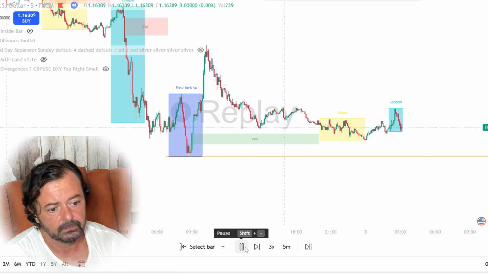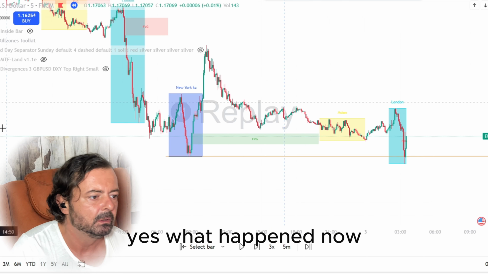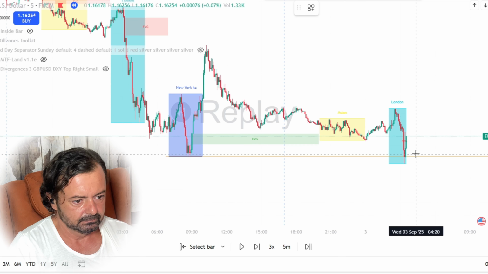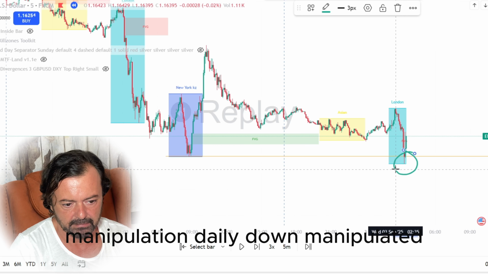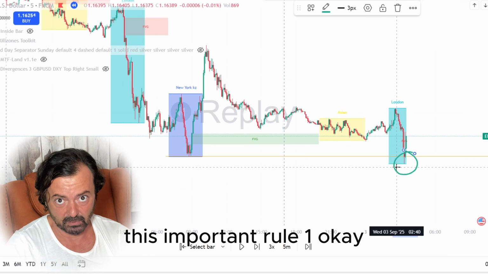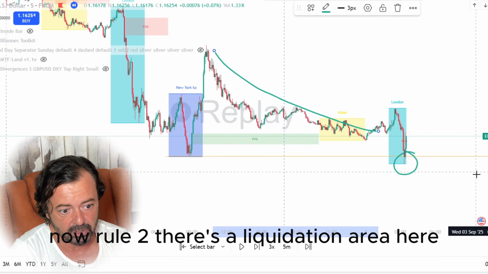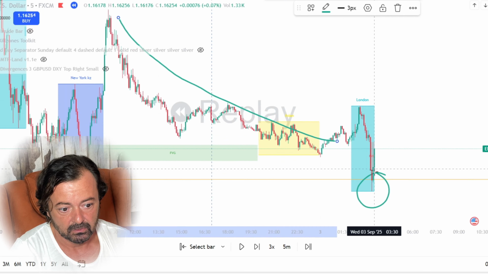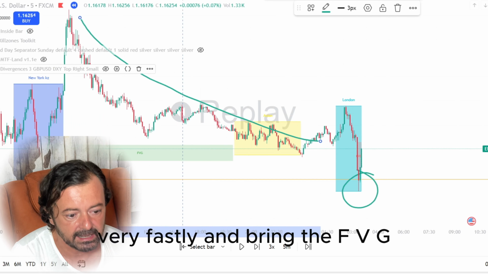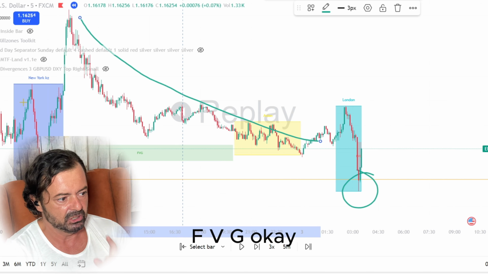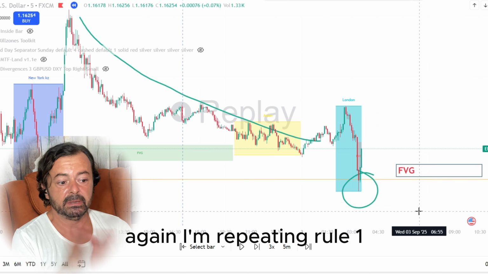London opened. Yes. Oh, yes. What happened now? Rule 1. Manipulation. Daily down manipulated. This is important. Rule 1. Okay. Now, rule 2. There's a liquidation area here. Rule 3. Price manipulated and came inside the range very fast, and brought the FVG. Okay, there's an FVG here.